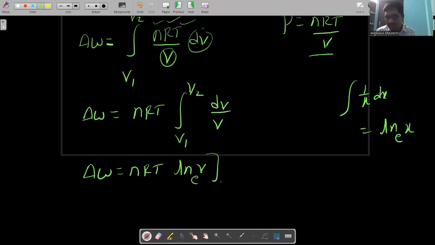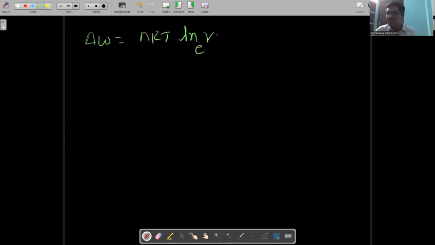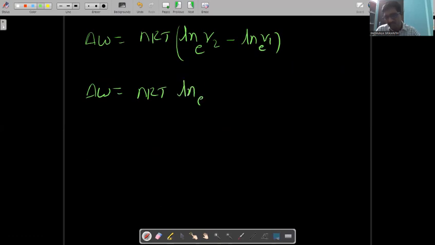The limits are V1 to V2: initial volume is V1, final volume is V2. I will draw the graphs also within 5 to 10 minutes. Now finally, the value of work done is nRT ln V, with the upper limit minus the lower limit. We know log A minus log B is log of A by B. So I am writing it as ln to the base e, that is, V2 divided by V1.